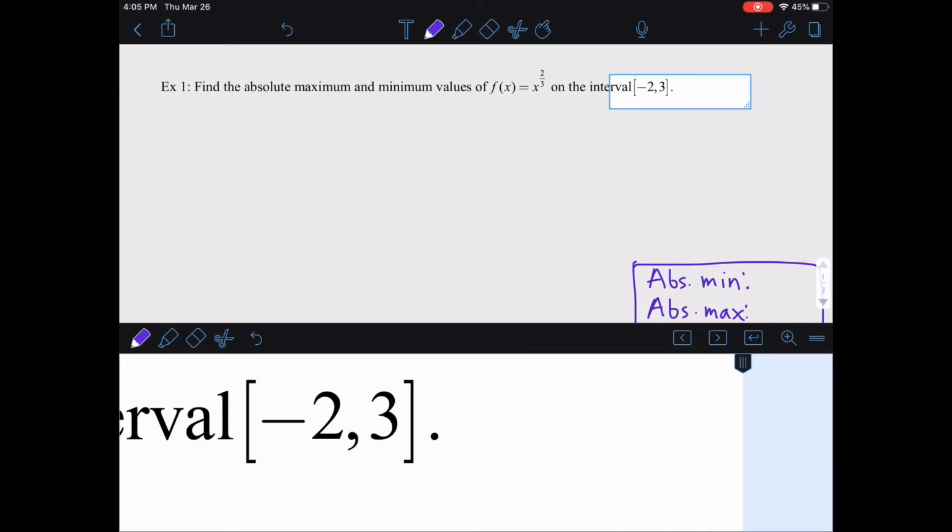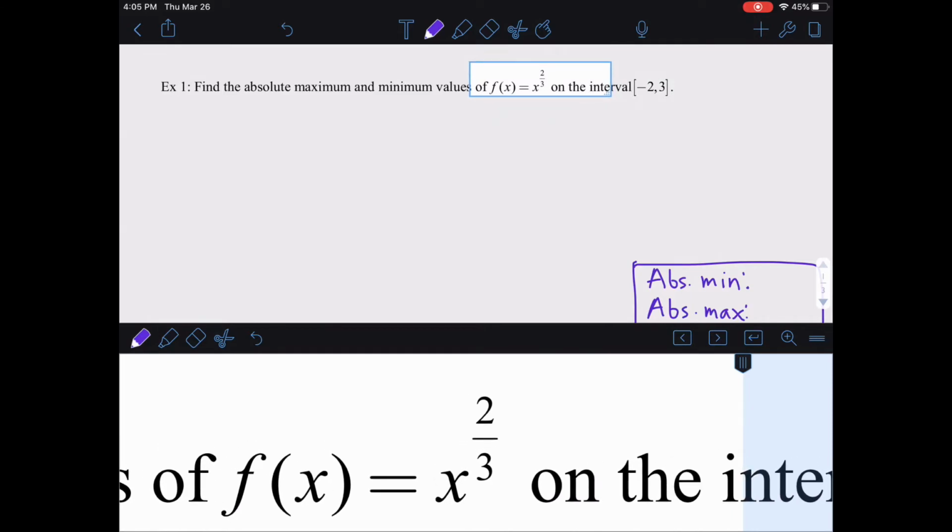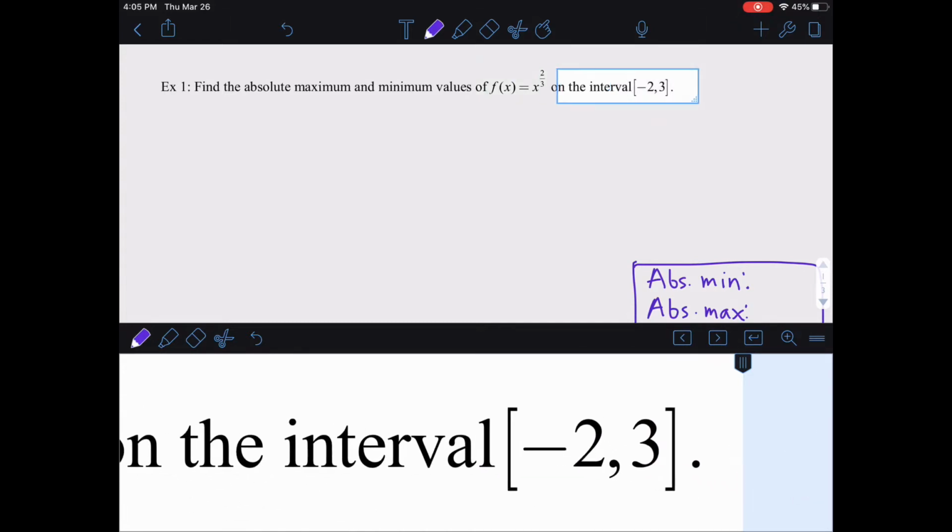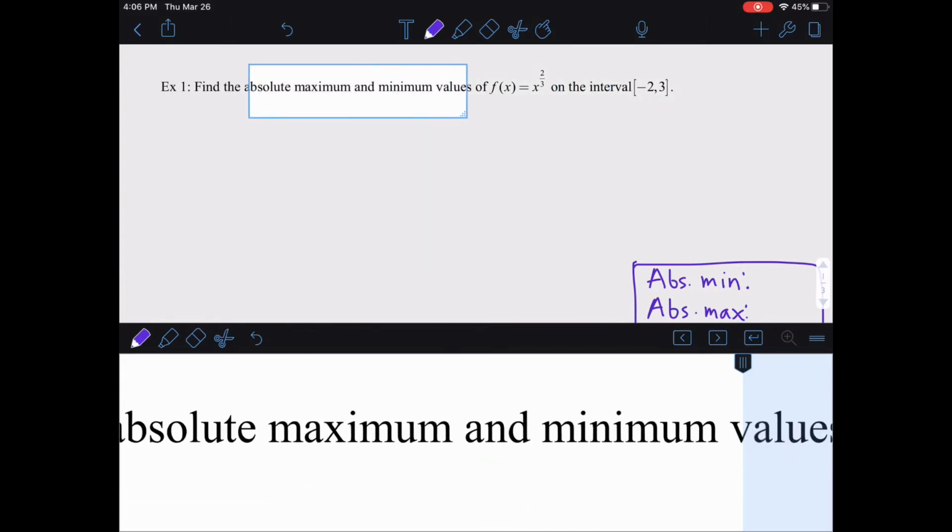Okay, so how are we going to do this when we don't have a graph? Well, one option is to draw a graph. And actually, we have seen the graph of x to the 2/3. Again, go back to your section 3.2 notes if you want to see that. We're not really going to focus on that right now, okay? So let's talk about how we can find maxes and mins.